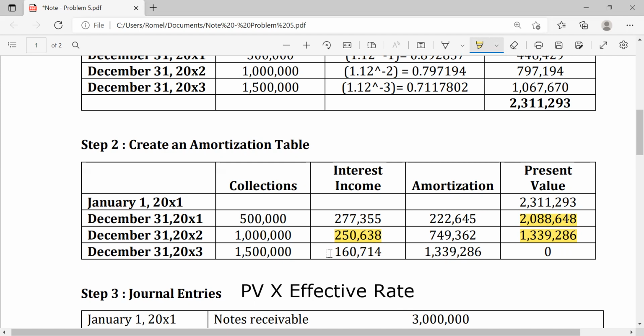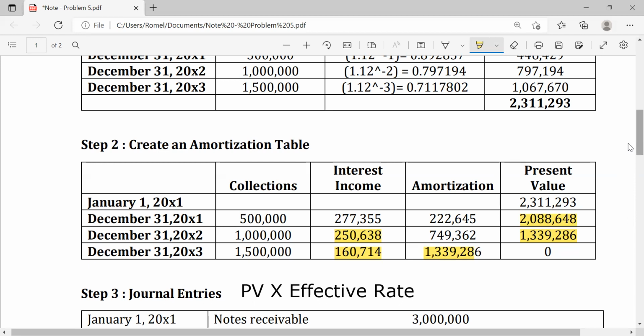And then for 20X3, 1,339,286 times 12%, that will be 160,740. And then the amortization is 1,339,286. And then wala nang matitira. By December 31, 20X3, the present value is 0.